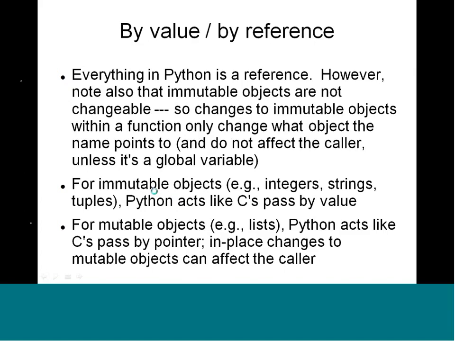So unlike other programming languages like Perl, in Python everything is by reference. But please also note that there are immutable objects that are not changeable. So changes to immutable objects within a function only change what the object name points to, and it does not affect the value itself. And it also does not affect who calls that program.